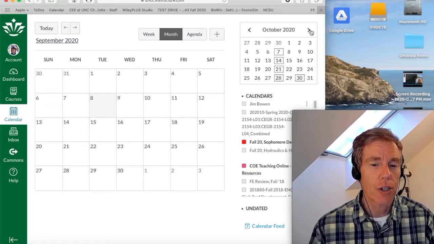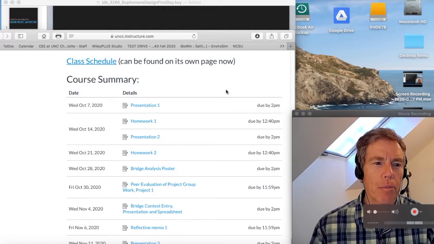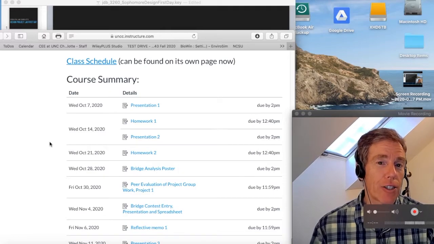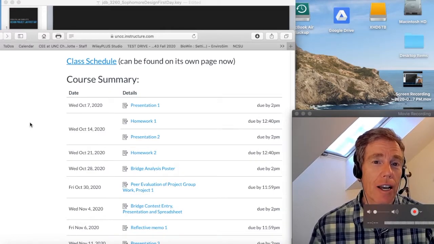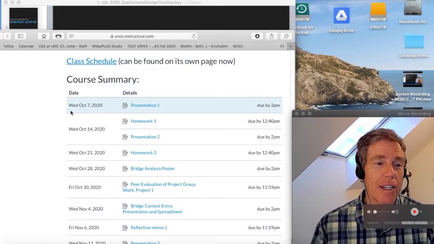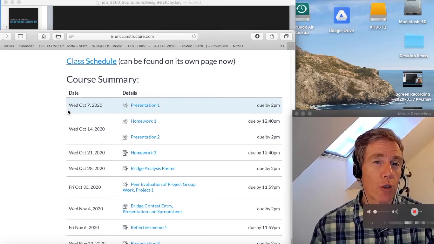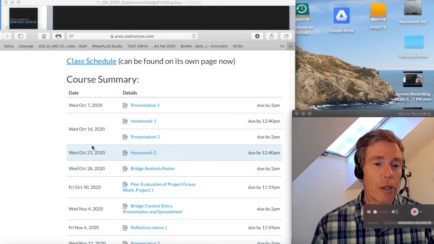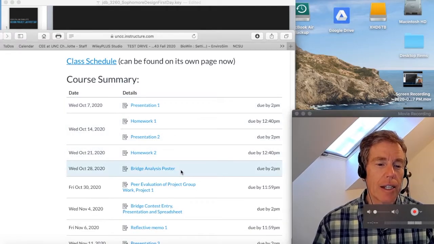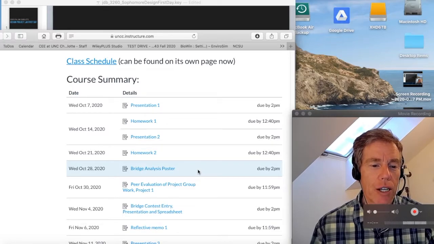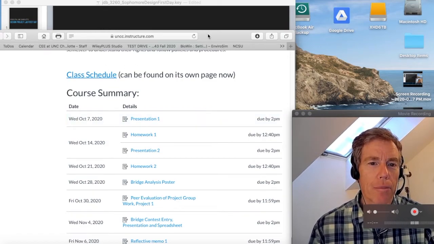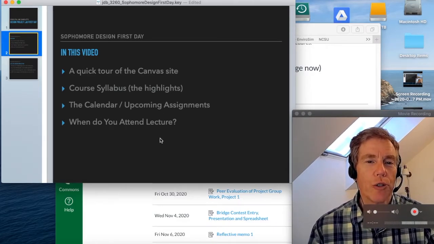If you look into October, let's look at the calendar, and I'm going to do that by going to the course summary that you'll find at the bottom of the syllabus. This is a chronological listing of all things that are assigned and have due date. The first one coming up is the presentation, the first full week that we're back doing in-person classes, and then you'll see through October there is presentation one, presentation two, and two homeworks, and then at the end of October is the bridge analysis. You can see from this that there is nothing on the calendar for September.